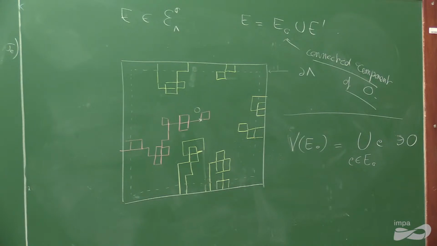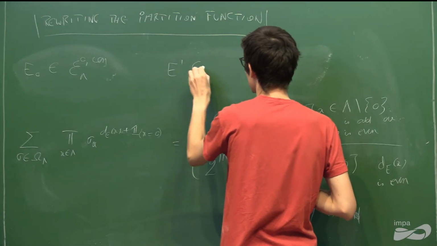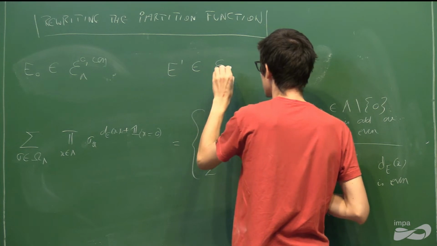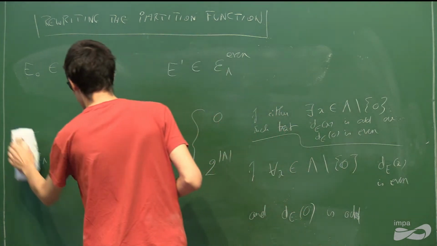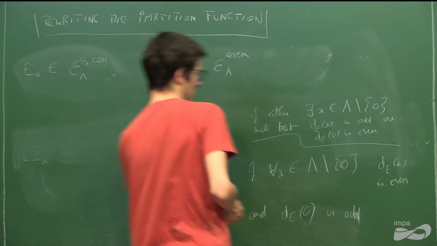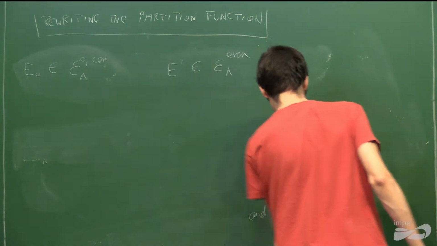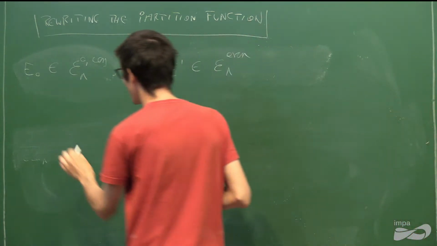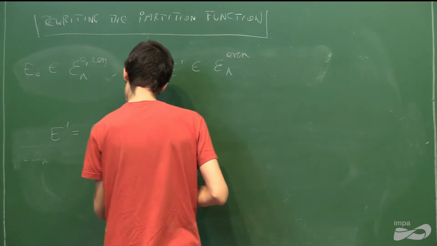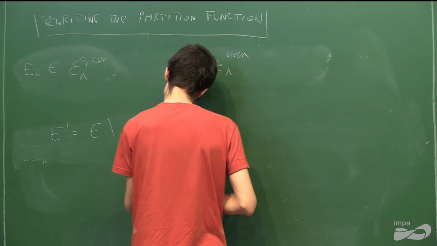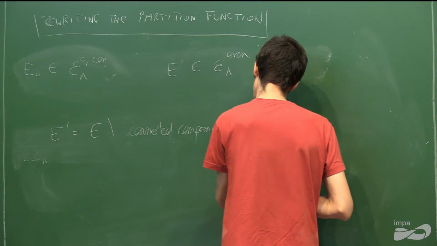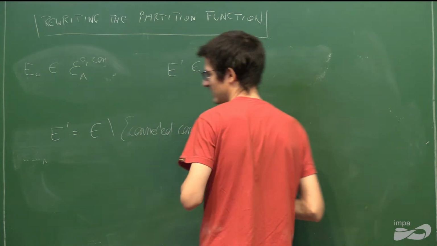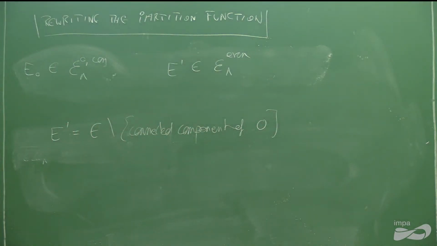belongs to E0 con, and E prime belongs to E lambda even. Okay, so the second thing is simple because E prime is just E minus the connected component of 0, or minus the set of edges that are in the connected component of 0.